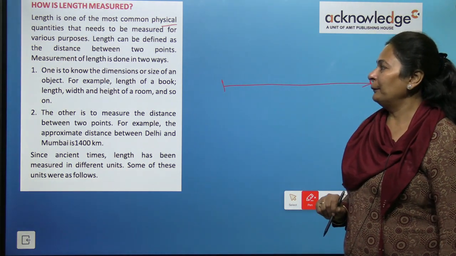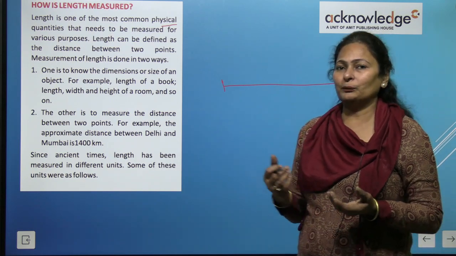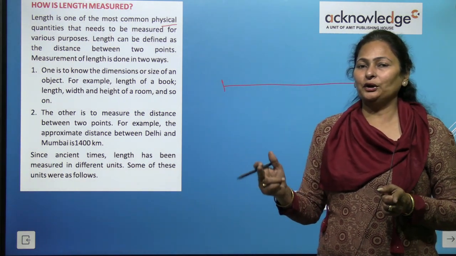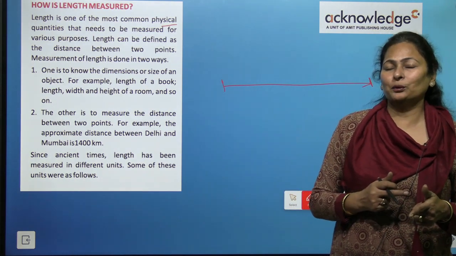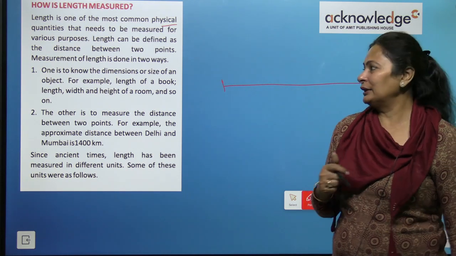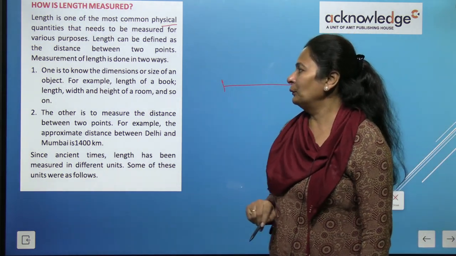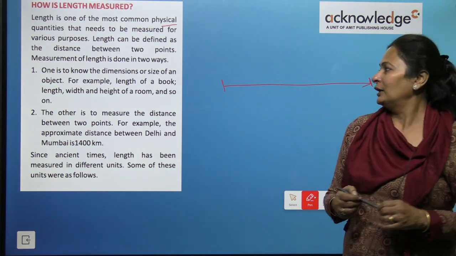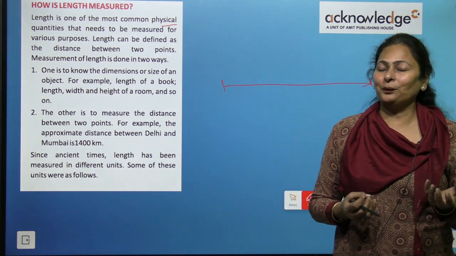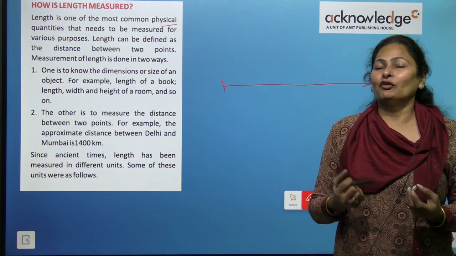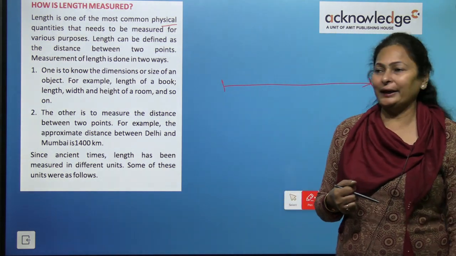One purpose is to know the dimension or size of an object, for example, the length of a book. You have a book with you. You want to know the length of this book. So how are you going to measure it? First you should have an object, and we can measure the length, width and height of the book, the height of a room and so on. First you need to have an object for which you are measuring the length, width or height, right?